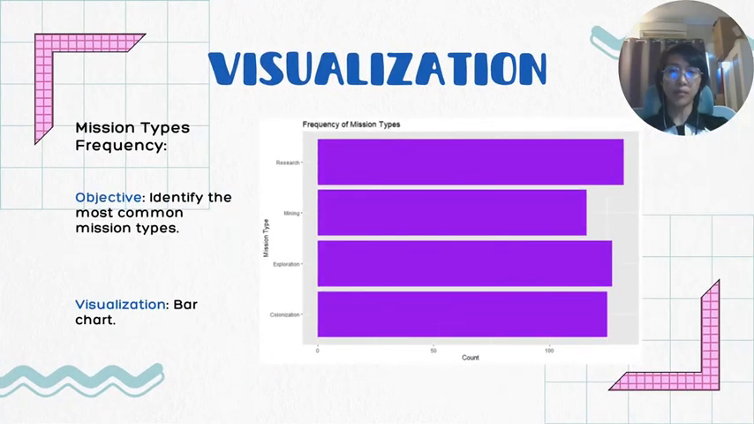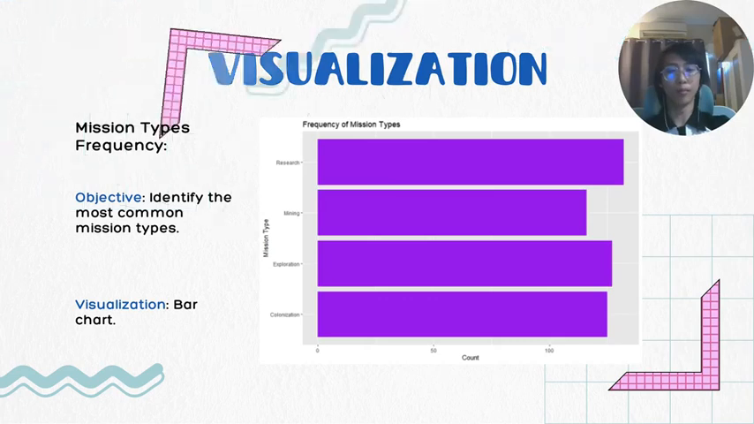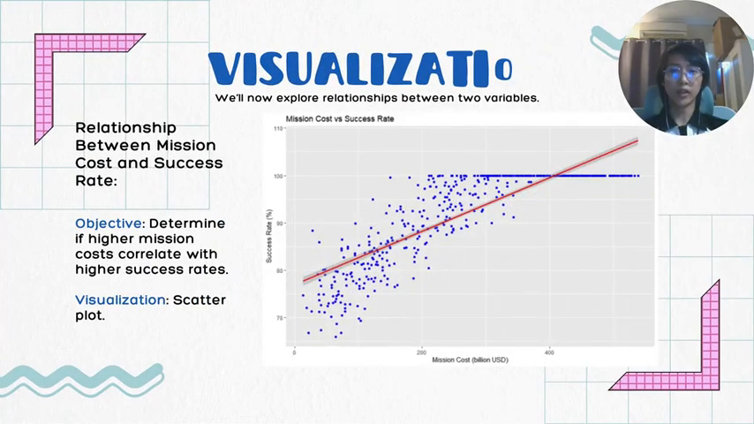The fourth one is mission type frequency. Using a bar chart, we identify that research missions are the most common mission type. Now we will explore the relationship between two variables. It's about the relationship between mission cost and success rate. Through a scatter plot, we observe a slight positive correlation between higher mission cost and higher success rates.